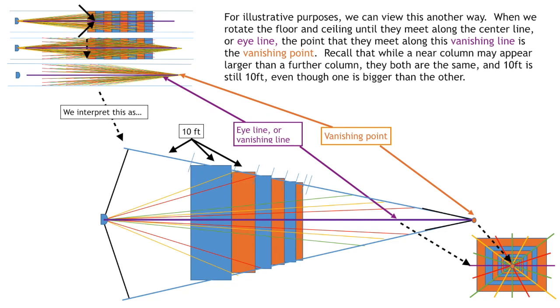For illustrative purposes, we can view this another way. When we rotate the floor and ceiling until they meet along the center line, or eye line, the point that they meet along this vanishing line is the vanishing point. Recall that while a near column may appear larger than a further column, they both are the same, and 10 feet is still 10 feet even though one is bigger than the other potentially. So again, we are halving the distance and doubling the size, height proportional to the inverse of the distance. And so 10 feet as it gets closer looks larger than 10 feet that is further away.